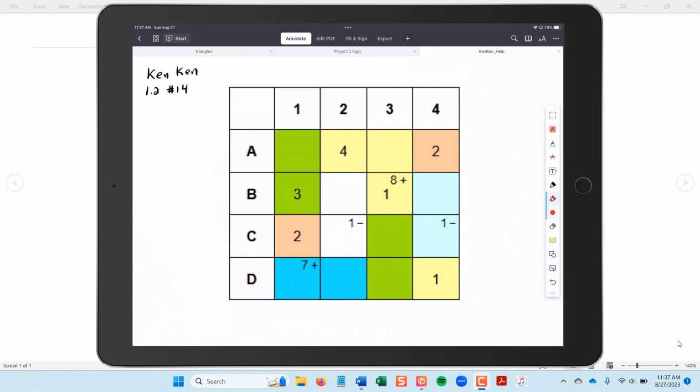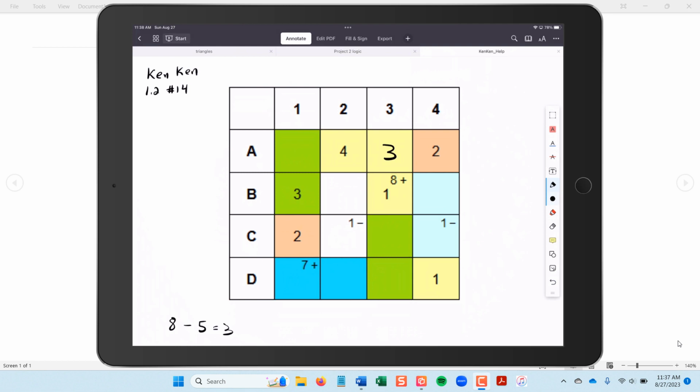So the first thing that I look at is this grouping of 3 cells because I know 2 of the numbers and they have to add up to be 8. So 8 minus 5, which is 4 plus 1, that equals 3. So this is a 3.